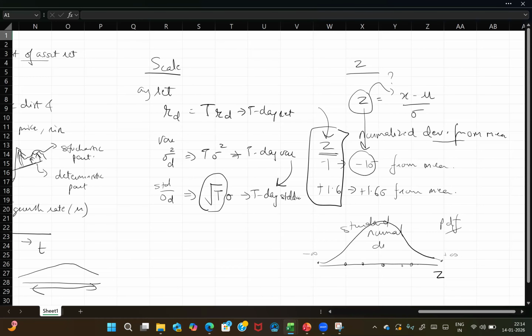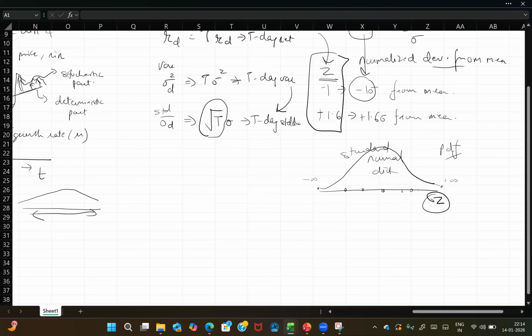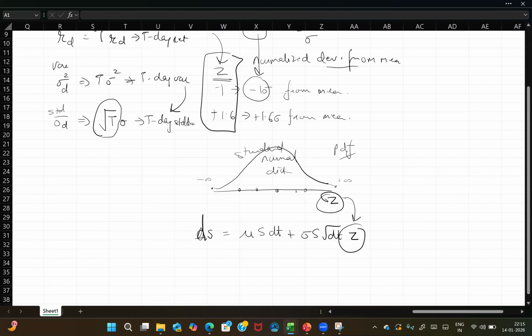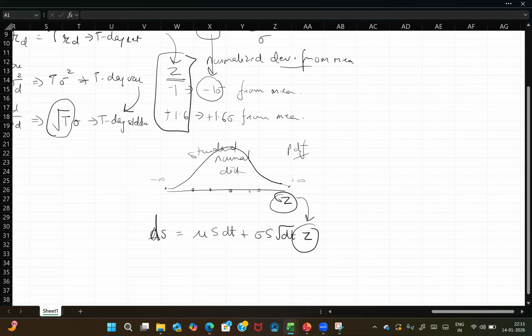Called as a z value. Now, this is the z value which we are going to use in our equation, which is delta S, or rather dS if you're taking stochastic processes, dS as mu S dt plus sigma S root dt into z. This is the z value which we are taking. So that defines the number of standard deviation movement. And the question should be, how do we even get this?